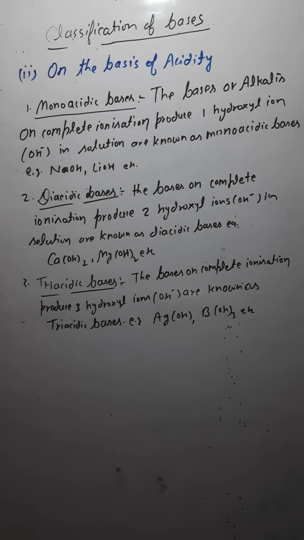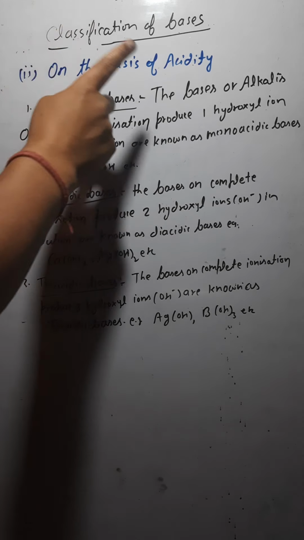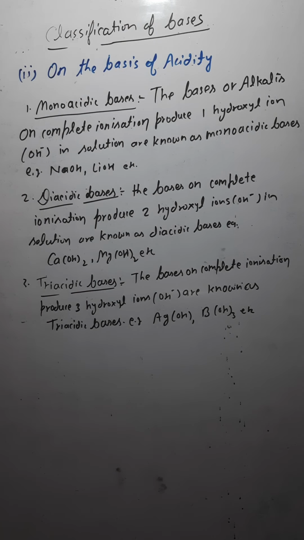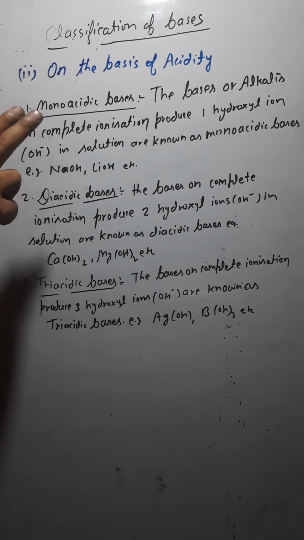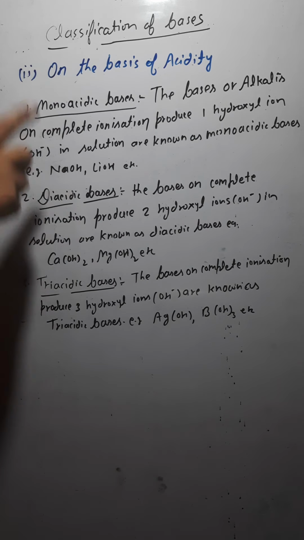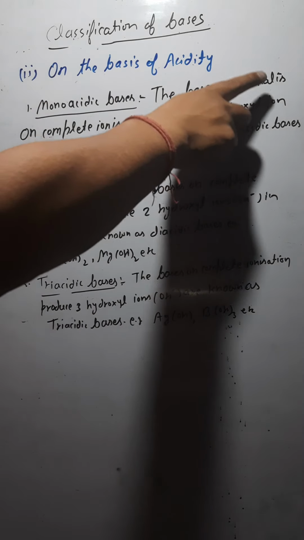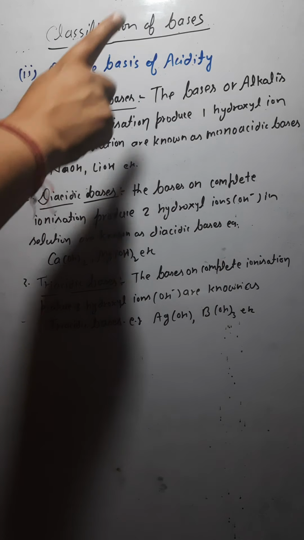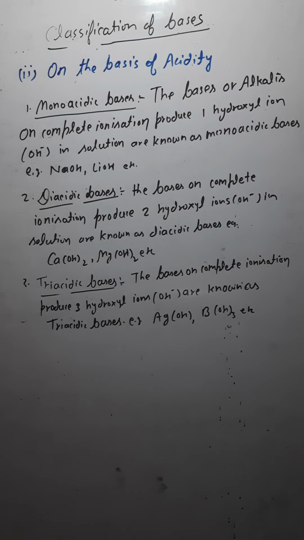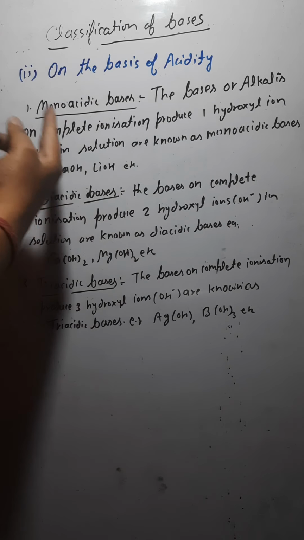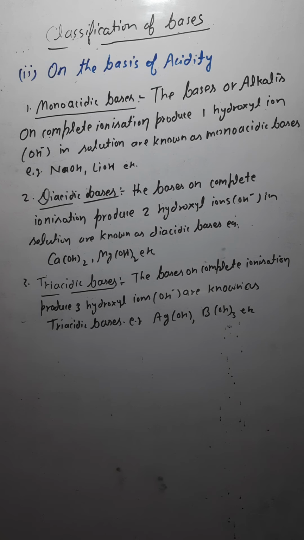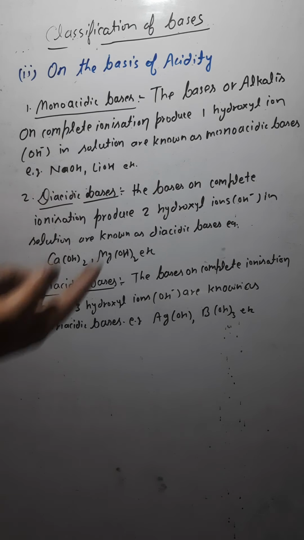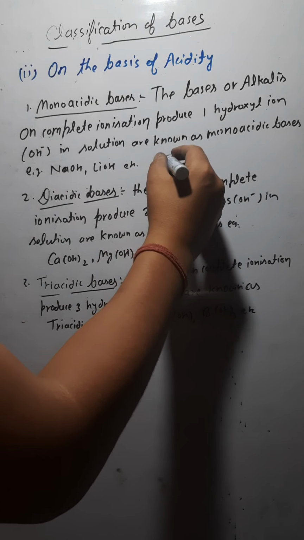So this is what you have to write in your notebook. On the basis of acidity, we can classify the bases in three ways: monoacidic bases, diacidic bases, and triacidic bases. Monoacidic bases means the bases or alkalis on complete ionization produce one hydroxyl ion, one OH negative ion. We would call such bases monoacidic bases. For example, NaOH, LiOH, etc. All are giving one hydroxyl ion, all have the valency one there.